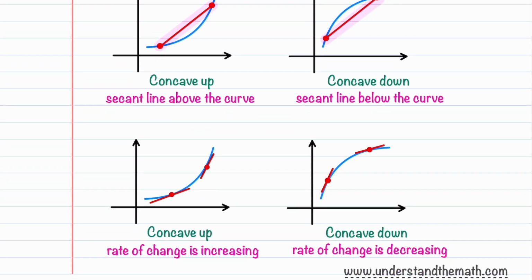Concavity is also related to the rate of change of a function. When a curve is concave up, the rate of change of the function, or the slope of a tangent line to the curve, is increasing. When a curve is concave down, the rate of change of the function, or the slope of a tangent line to the curve, is decreasing. Just to recap, when a curve is concave up, the rate of change of the function is increasing, and when a curve is concave down, the rate of change of the function is decreasing.